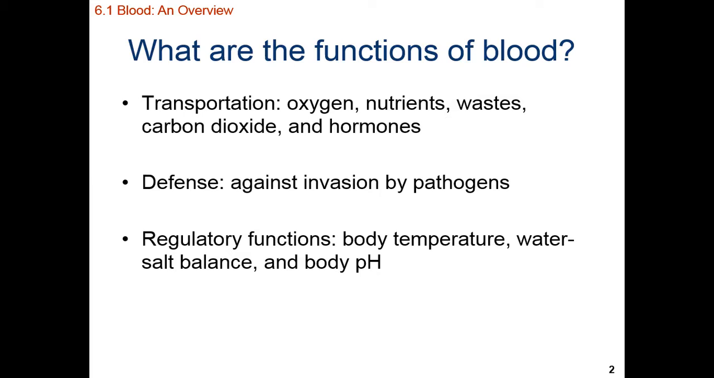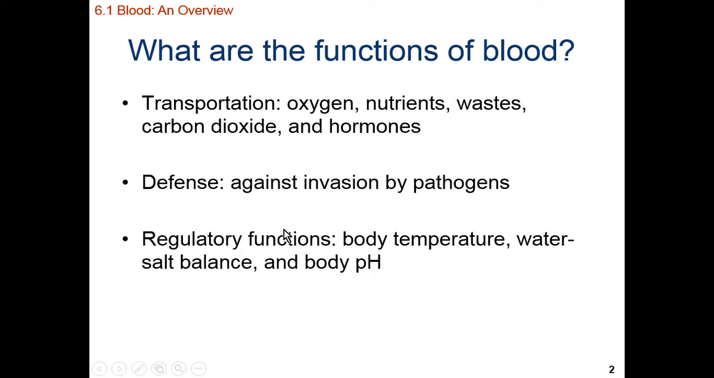So what is the blood? Well, we use our blood to transport many things throughout our body. We transport oxygen, nutrients, waste, carbon dioxide, and hormones. Generally speaking, we move stuff from point A to point B in our body with our blood. And this list of things that are transported can be very, very long.